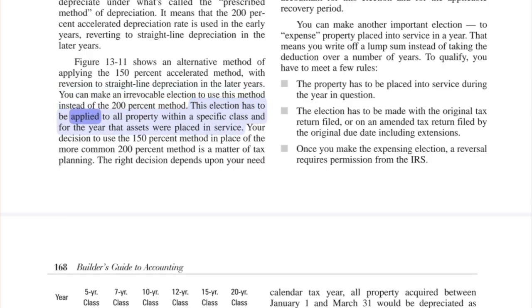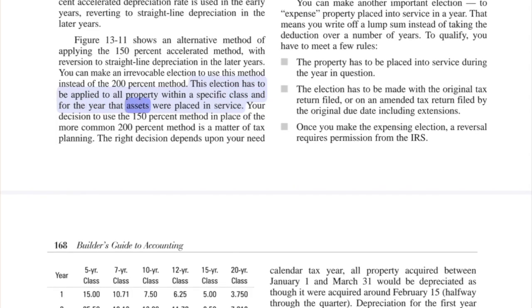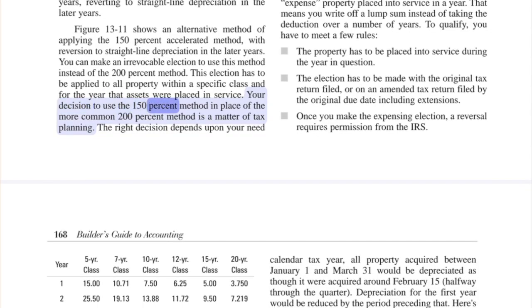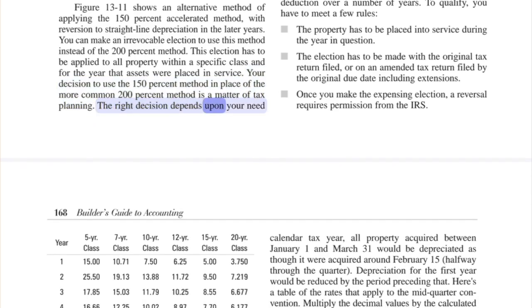This election has to be applied to all property within a specific class and for the year that assets were placed in service. Your decision to use the 150% method in place of the more common 200% method is a matter of tax planning. The right decision depends upon your need.